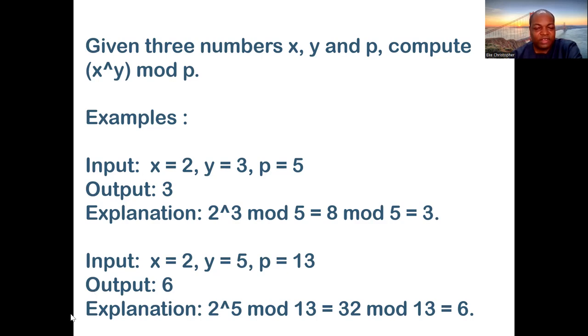All right. Next example, we have input x equals 2, y equals 5, p equals 13. And the output is 6. How? We have 2 exponent 5 mod 13. 2 exponent 5, of course, is 32, and 32 mod 13 is going to give us 6. Why? Because 32 divided by 13, we have 2 remainder 6.